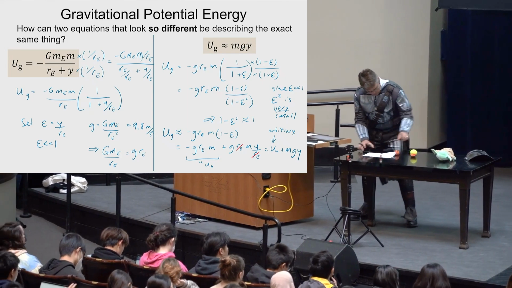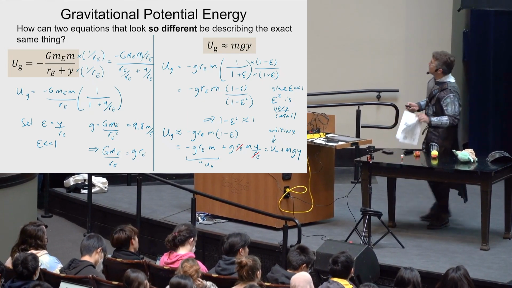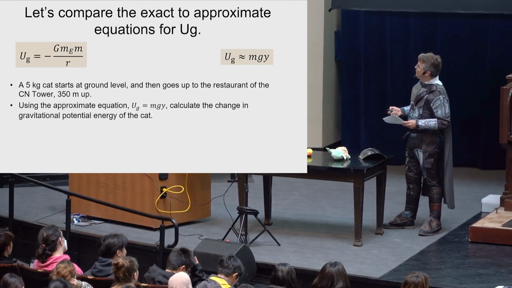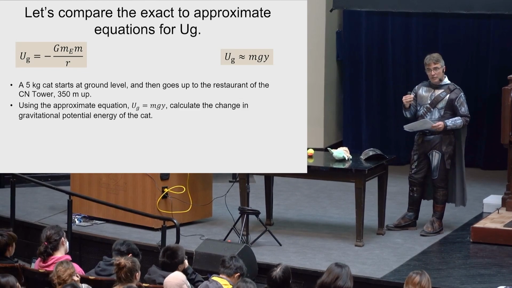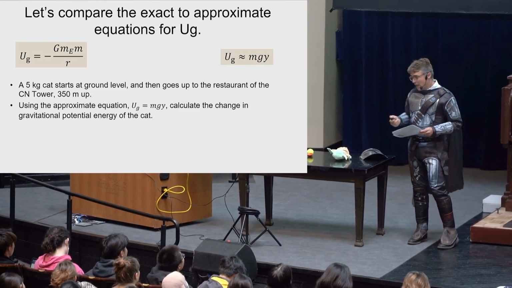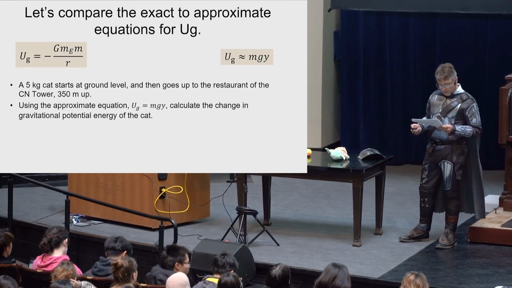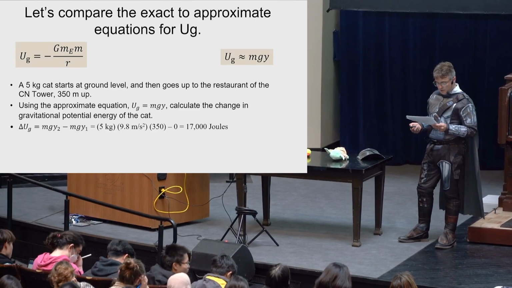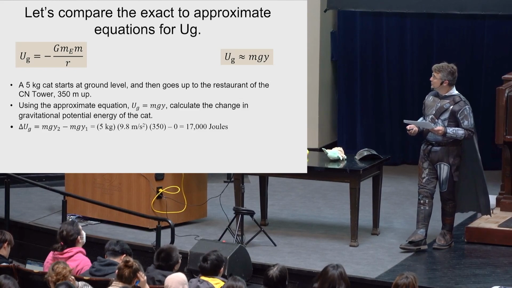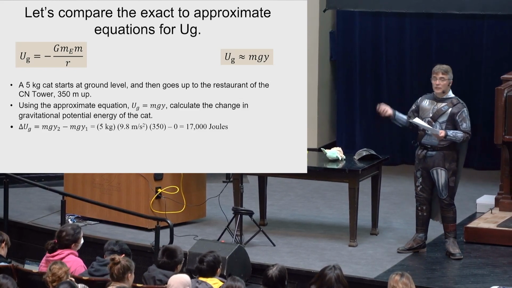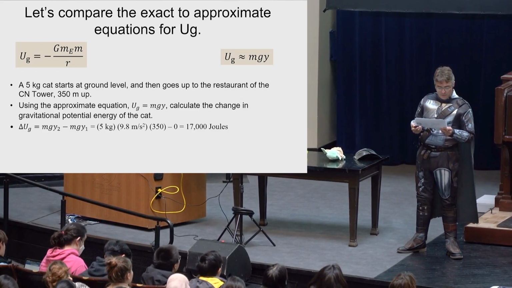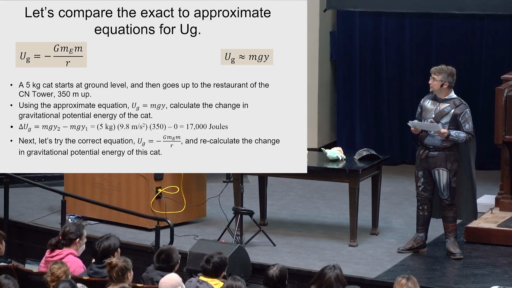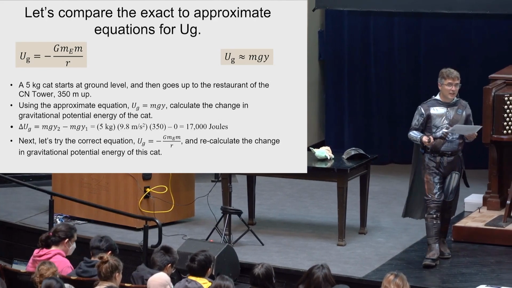And I could quickly just do it with a cat, actually. Climbing the CN Tower. A 5-kilogram cat starts at the ground, the base of the CN Tower, and it goes up 350 meters. So you can use the approximate equation and calculate the change in joules of the cat. Starts at 0. At the final height of 350, he's at 17,000 joules of energy in the cat. Okay, so that's the old way.